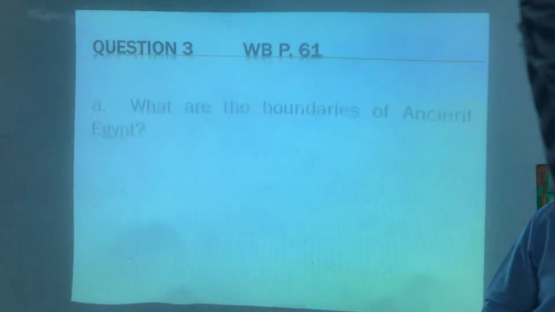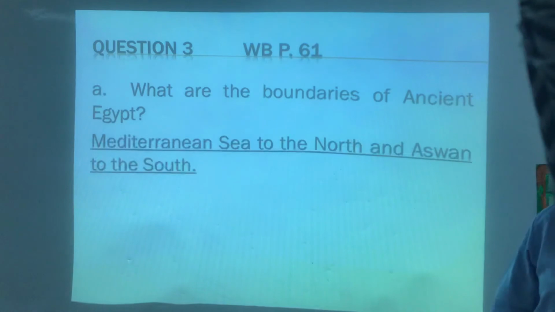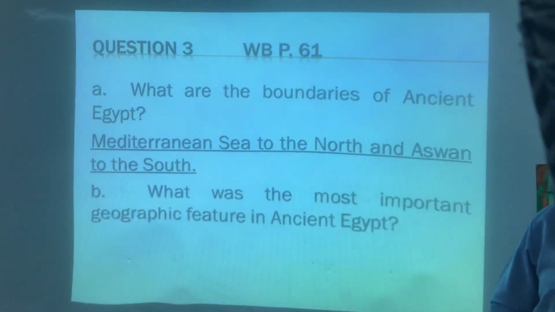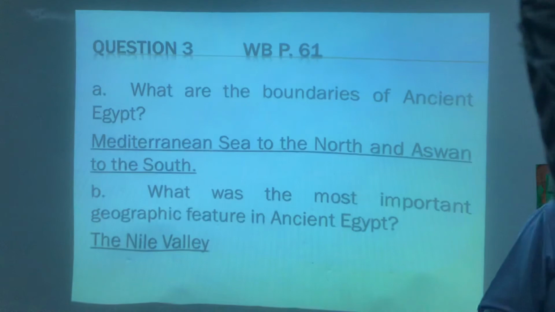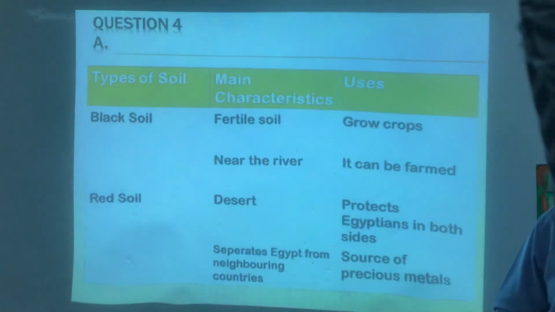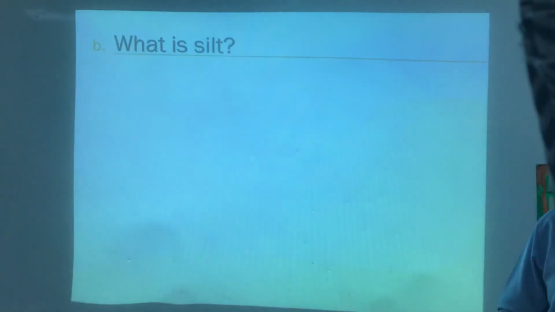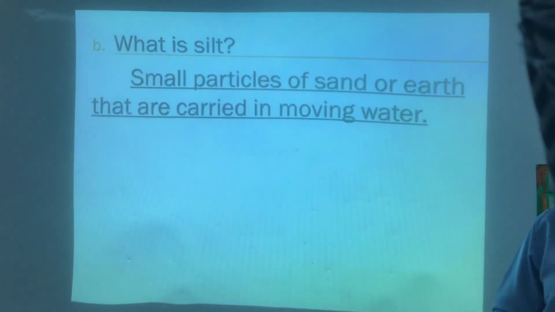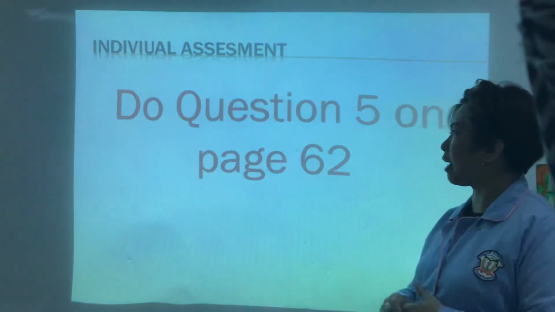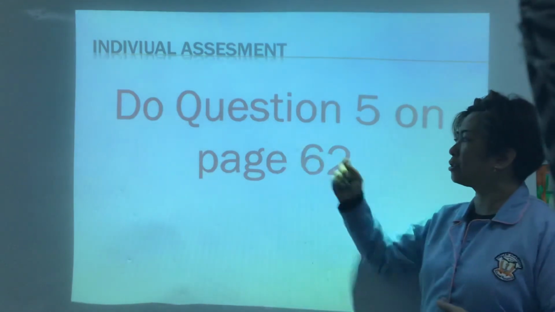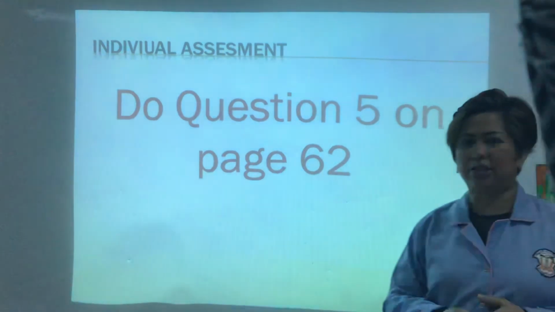Now for question 3, what are the boundaries of ancient Egypt? Then question letter B, what was the most important geographic feature in ancient Egypt? For question 4, this is the answer. Then the letter B. Then, in the individual assessment, let us have question 5 on page 62.